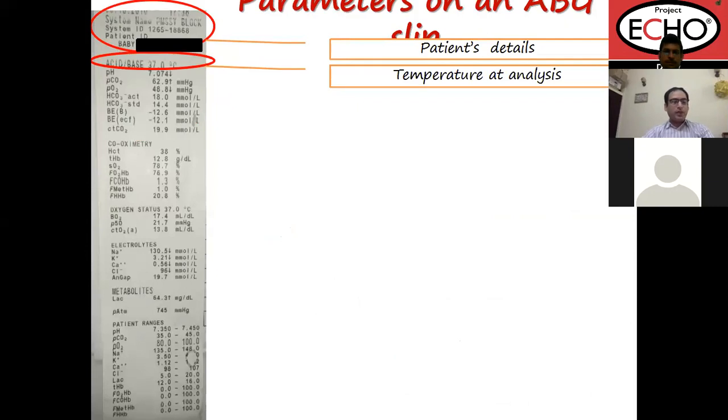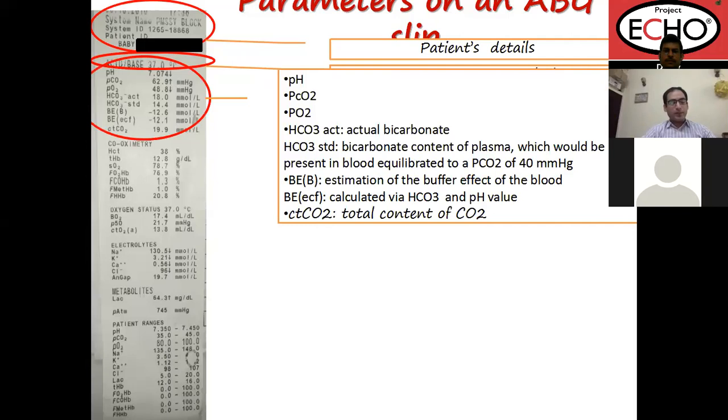Standard bicarb gives you the actual metabolic component. Standard bicarb is the bicarbonate which will be present if the sample is taken at a PCO2 of 40 and a temperature of 37. That is, it takes out the component which is because of the CO2 and gives you a pure metabolic component. Then the other panel is saturation, methemoglobin, barometric pressure of oxygen, P50.